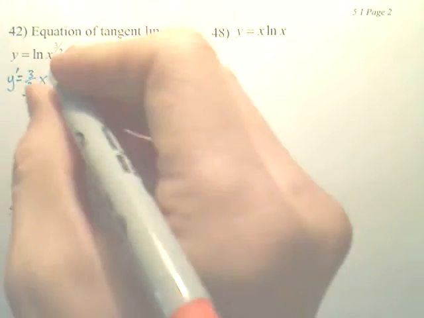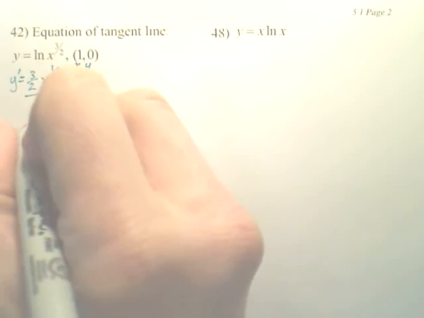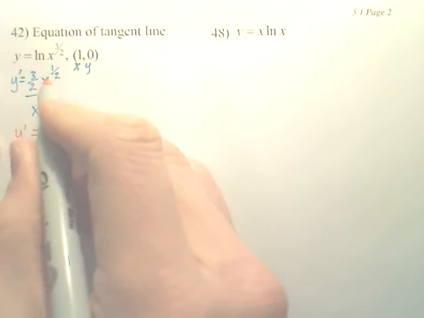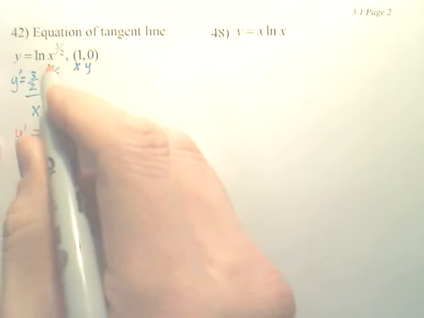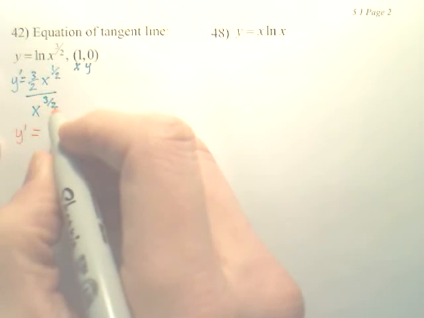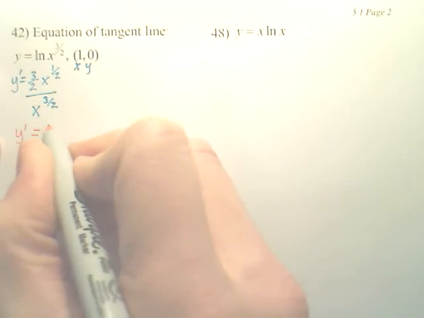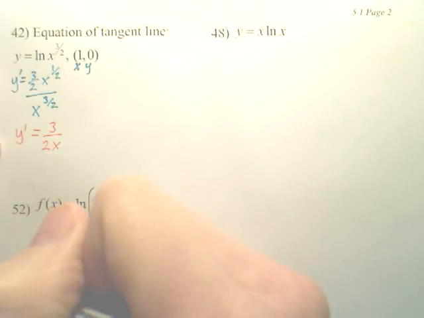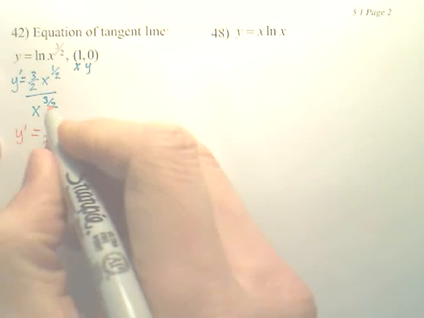Then simplify. So we now have y prime equals, and when you divide these, you're going to subtract the powers. So 1/2 minus 3 over 2 is -1. So it looks like 3 over 2x. The x would drop to the bottom because 1/2 minus 3 over 2.